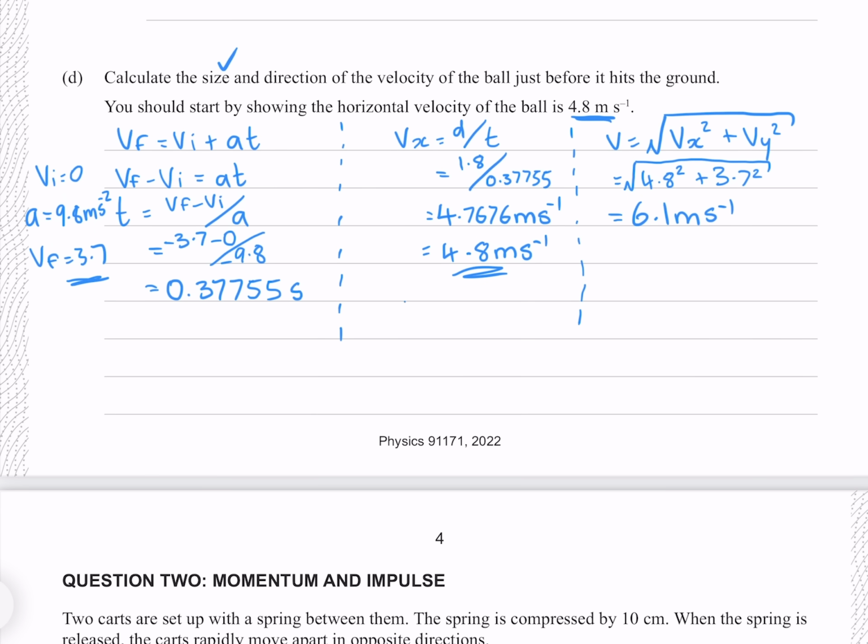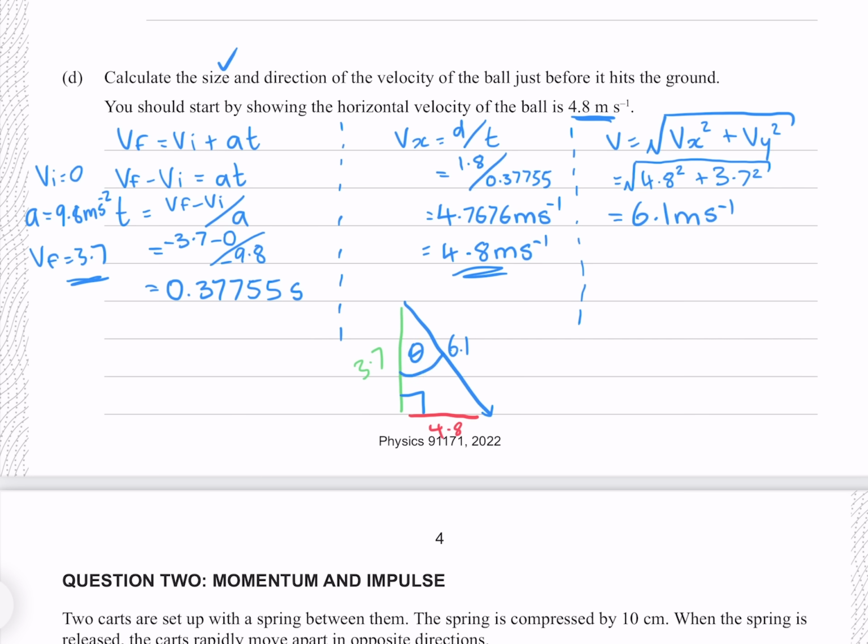To do that, we can consider our final velocity of 6.1 meters per second, consisting of a vertical velocity of 3.7 and a horizontal velocity of 4.8. Between our vertical and horizontal is a right angle, meaning that we can use SOHCAHTOA. Now, it hasn't precisely specified what angle it's looking for. However, as long as we're clear as to what our angle is, the mark should be awarded regardless. In this example, I'm going to find the angle to the vertical, but you would be just as right to find the angle to the horizontal.